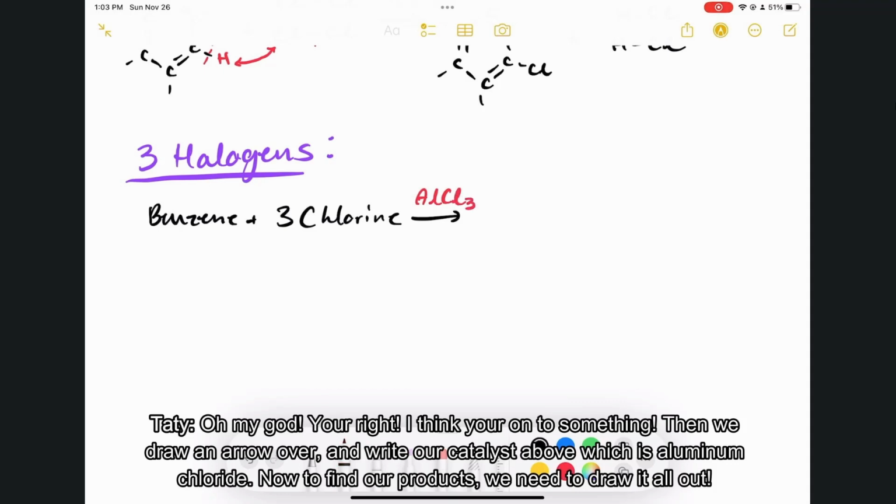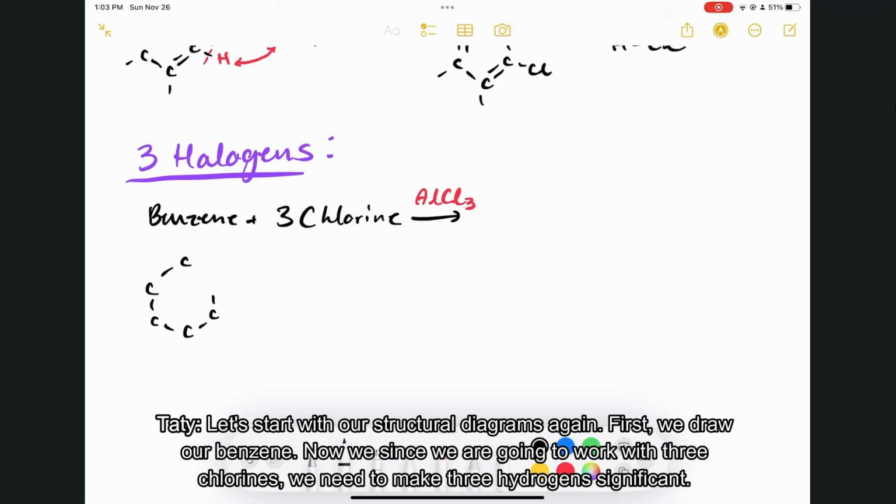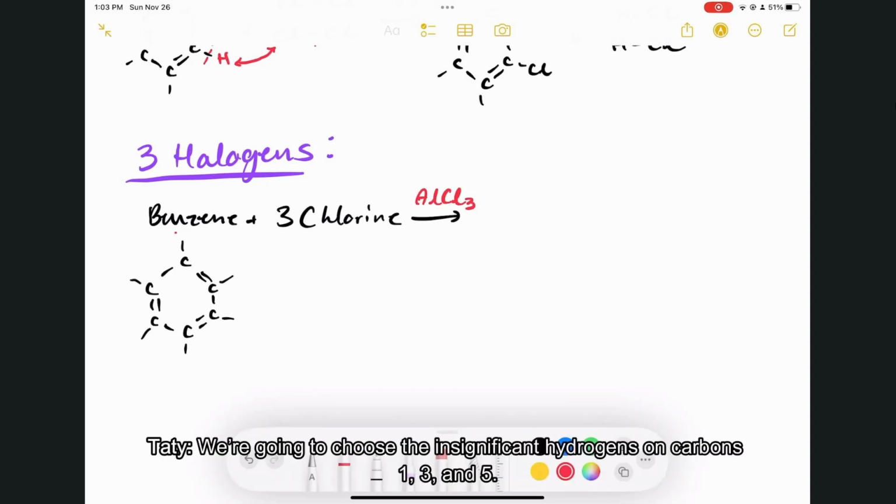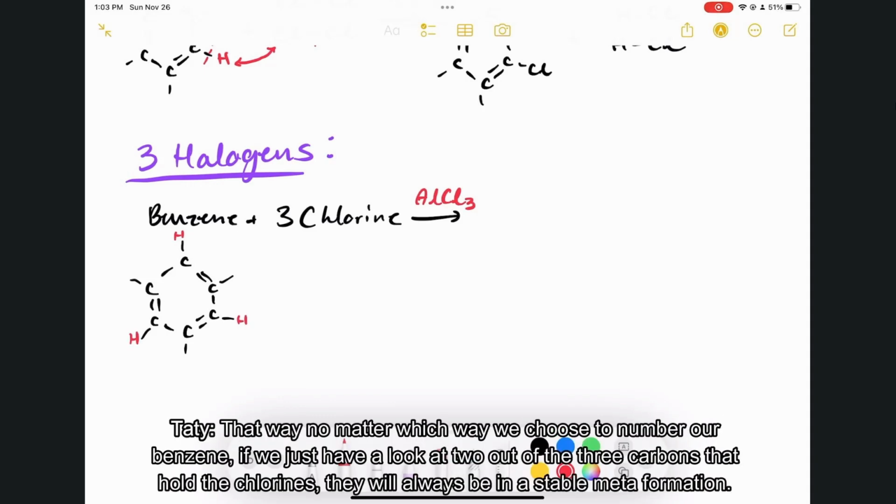Now, to find our products, we need to draw it all out. Let's start with our structural diagrams again. First, we draw our benzene. Now, since we are going to work with 3 chlorines, we need to make 3 hydrogens significant. We're going to choose the significant hydrogens on carbons 1, 3, and 5. That way, no matter which way we choose to number our benzene, if we just have a look at 2 out of the 3 carbons that hold the chlorines, they will always be in a stable meta formation.